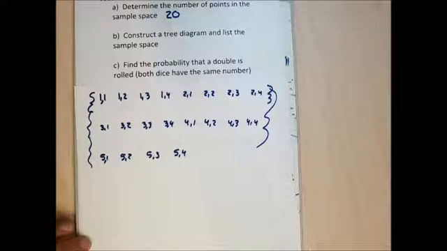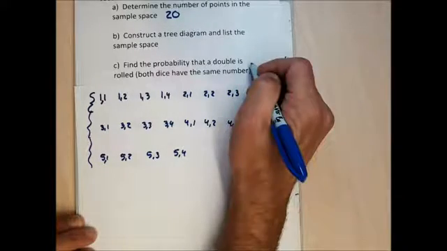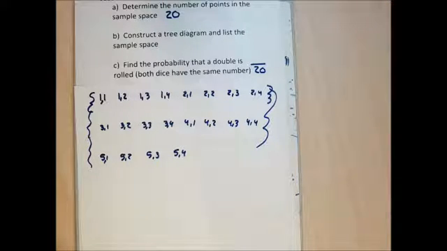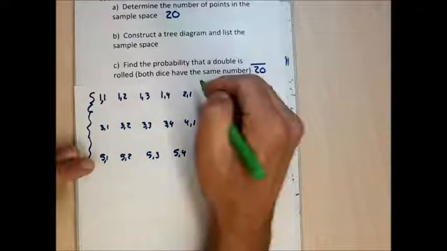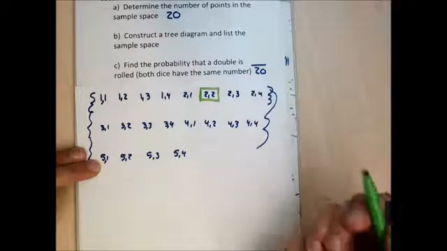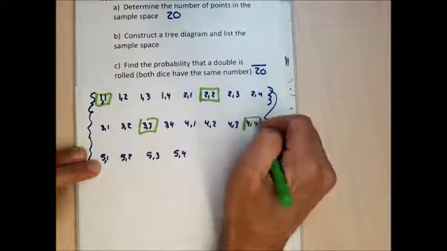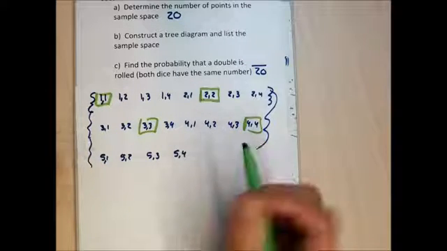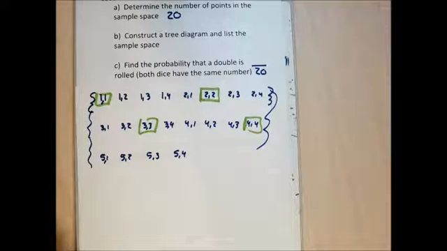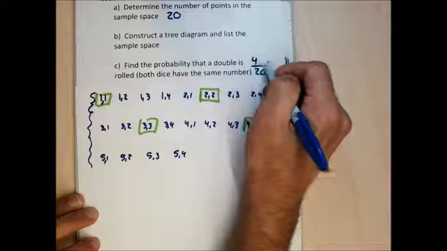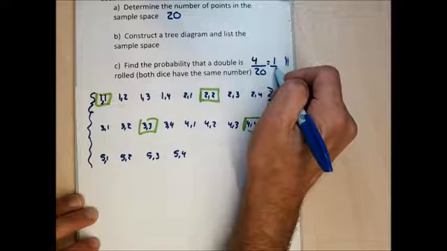Okay, part C, find the probability that a double is rolled. Well, I know my denominator is going to be 20 because there's 20 elements in the sample space. And a double is both numbers being the same. A 2,2 is a double, a 1,1 is a double, a 3,3 is a double, a 4,4 is a double, and I don't see a 5,5. So the numerator for part C is going to be 4 because there's 4 doubles in here, both dice coming up the same. And then I'll reduce that fraction. My answer to part C is going to be 1 in 5.